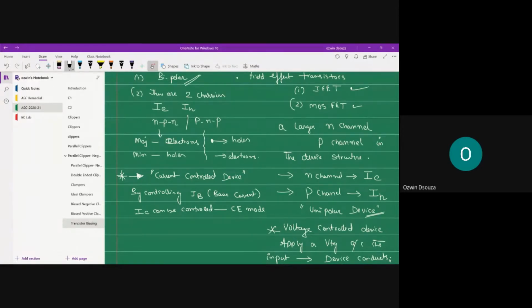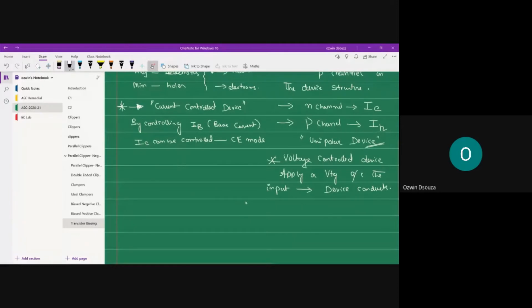In the case of BJT, as I have already told you, by injecting a small base current, you can initiate the flow of collector current. So BJT is a current controlled device and FET is a voltage controlled device. These are the major differences between the two types of transistors.